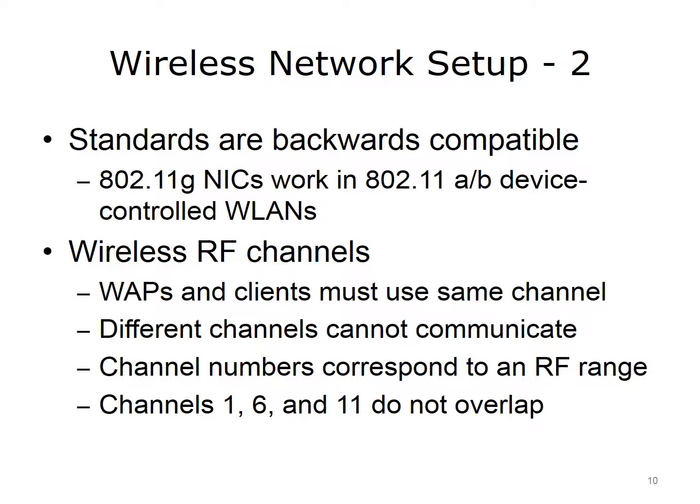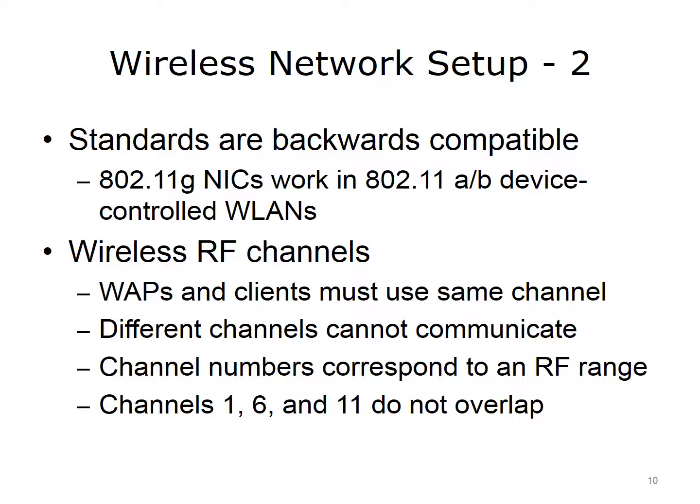It is important to keep in mind that standards are backwards compatible. In other words, IEEE 802.11g NICs work with IEEE 802.11a or b device-controlled wireless LANs. WAPs and clients must also use the same channel. Remember, valid channels in North America are between 1 and 13.